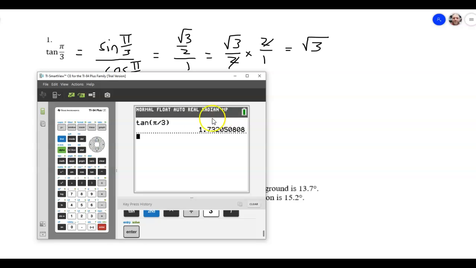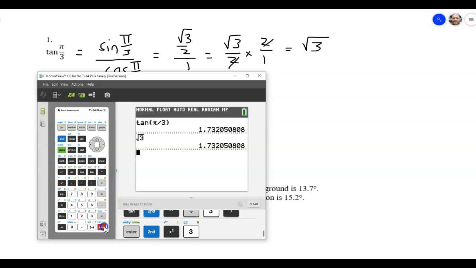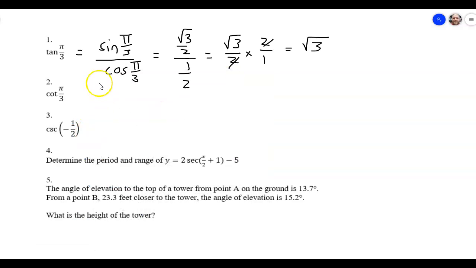But this is approximately equal to the square root of 3, and I can verify that just by going second square root 3, enter, and see that they're both the same decimal approximations. So this is a good way to check my answer. Just take my answer and put it in both of these ways, and you should be able to make sure that that's correct.